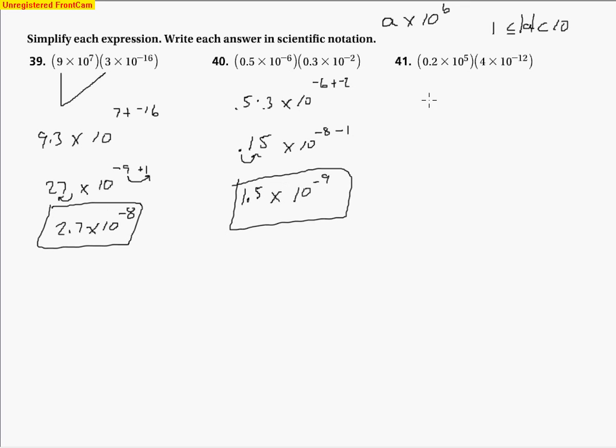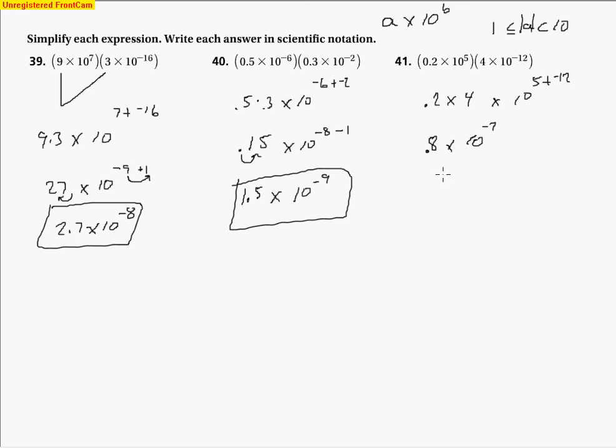So on this one, we have 0.2 times by and then 4. So that's going to give me 8, but then I got to move the decimal point over 1 space, so it's 0.8. And then times by 10 to the 5th plus -12, which makes -7.